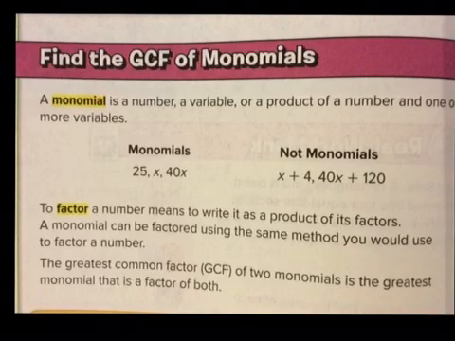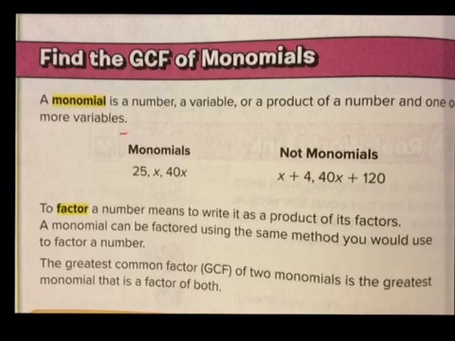What's a monomial? A monomial is a number. So it could be any natural number, a variable, which could be a letter, a number that we don't know, or a product. A product is what you get when you multiply numbers together, of a number and one or more variables. This is an example of monomials. Notice 25x, 40x. X plus 4 is not a monomial.